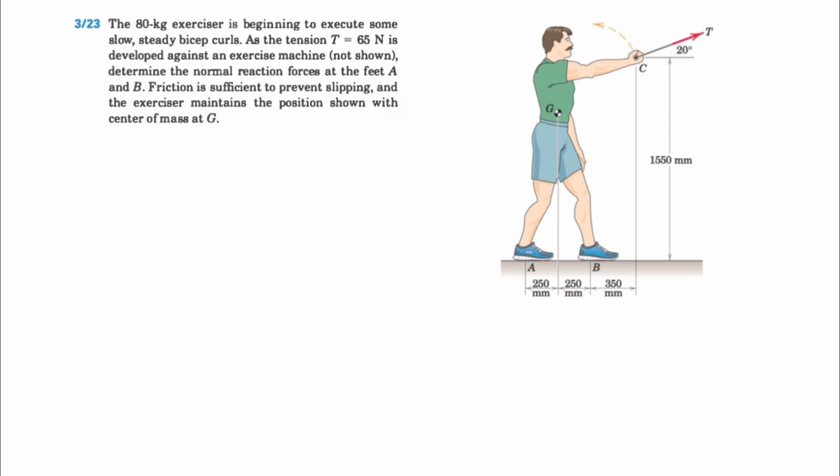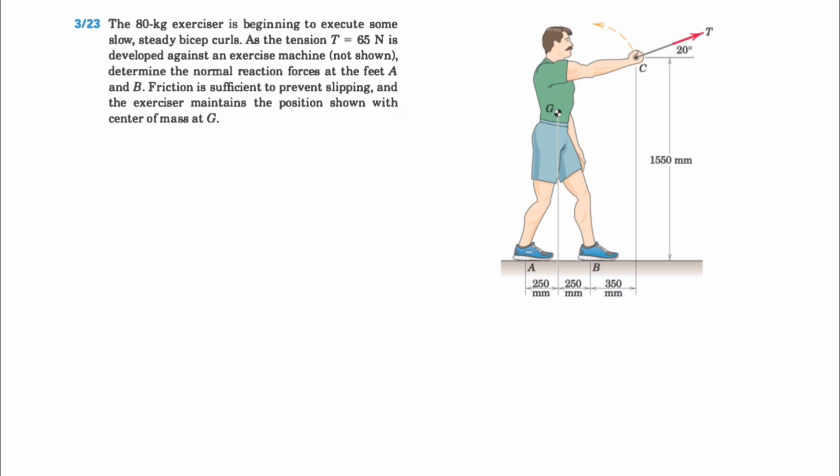We're going to be solving another question from chapter 3 of the Meriam textbook, question 23. We have an 80 kilogram exerciser beginning to execute some slow steady bicep curls, with the tension T of 65 newtons developed against an exercise machine which we cannot see. We need to determine the normal reaction forces at the feet A and B. Friction is sufficient to prevent slipping, and the exerciser maintains the position shown with center of mass G.